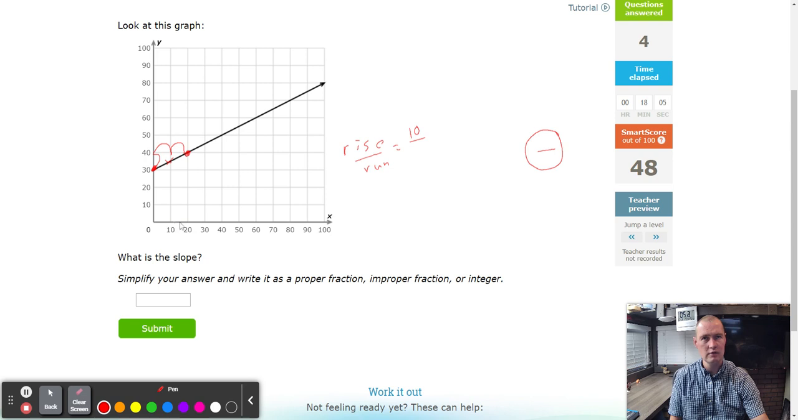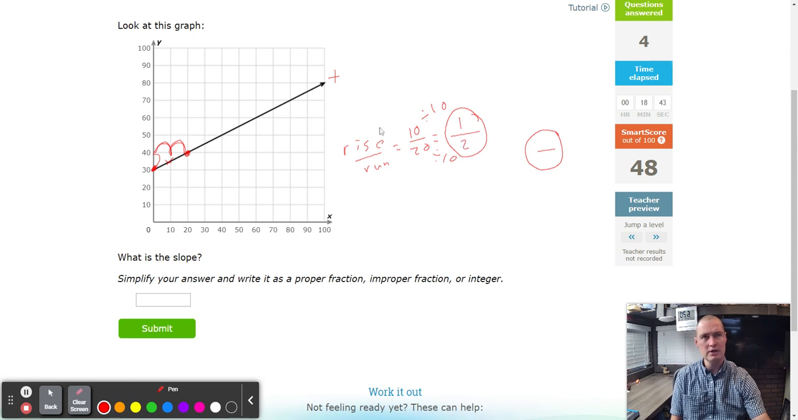Wait a minute. Every 1 represents 10. So one more time. 10, 20. So the run is 20 to get to our next point. They both end with zeros, which means it's very nice to divide both top and bottom by 10 to get to the simplest form. 10 divided by 10 is 1, and 20 divided by 10 is going to be 2. Last thing I want to check is my sign. It is going up towards the right, therefore positive. So the answer here is 1/2.